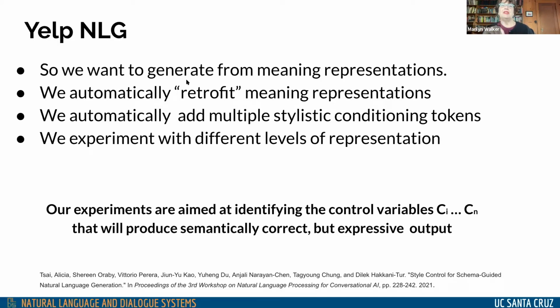And we experiment with different levels of representation. So we're going to experiment with having one small set of conditioning tokens and then add more and more, so that we can see what happens to the output when we select particular conditioning tokens or control variables. These experiments are aimed at identifying the control variables, however many there might be, both semantic and stylistic, that will produce semantically correct but also expressive output that takes advantage of the natural expressivity in the corpus.